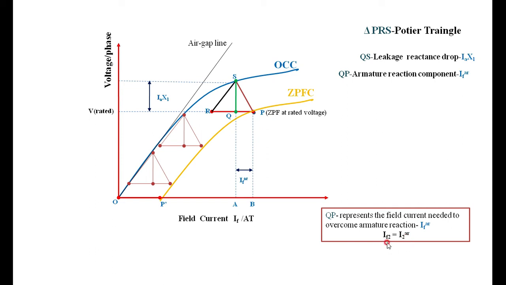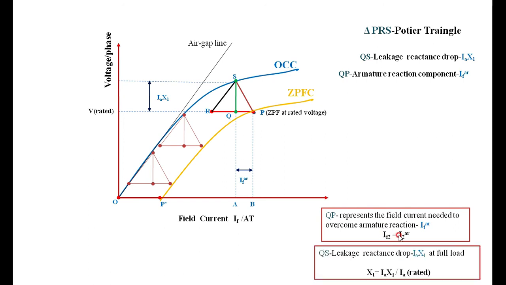IAR, or armature reaction, is nothing but my IF2. It is also represented as IF2. Then we know the IXL, that is the IXL drop. I know this corresponds to the rated voltage and rated current. Therefore, I can calculate the value of XL as IXL divided by IA. That is what I am getting as XL.